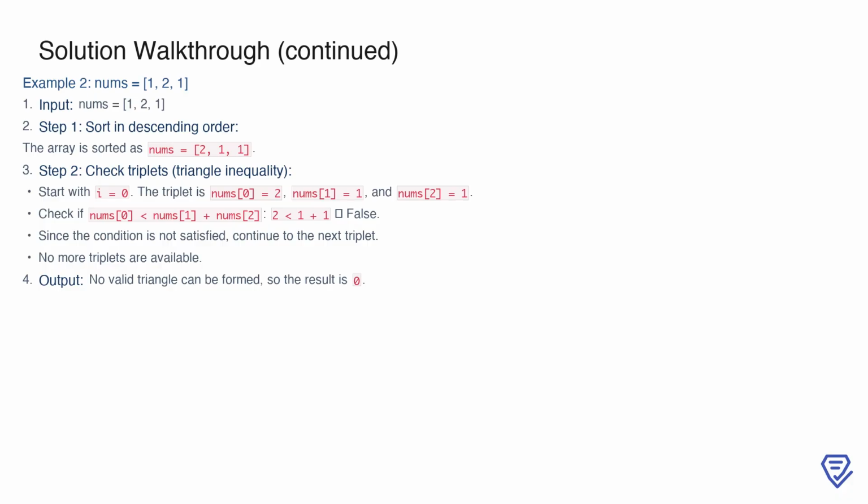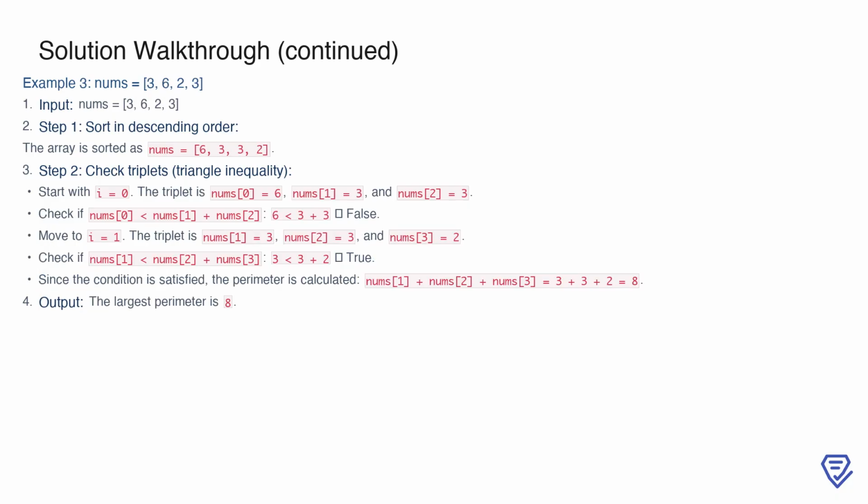Substituting the values, we check if 2 < 1 + 1, which evaluates to false. Since this triplet does not satisfy the condition, we move to the next potential triplet. However, there are no additional triplets available in this array. As a result, no valid triangle can be formed, and the output for this input is 0.